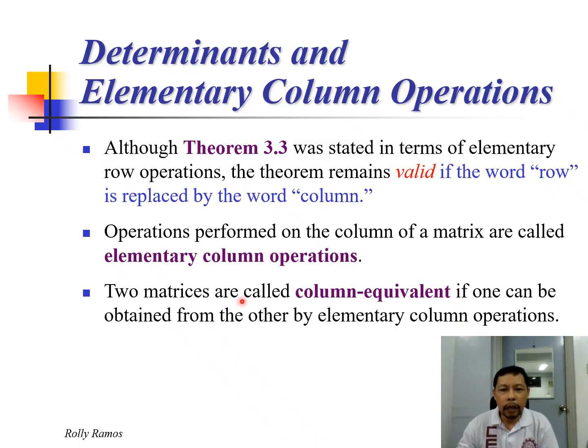Two matrices are called column equivalent if one can be obtained from the other by elementary column operations. Just like with elementary row operations, two matrices are row equivalent if one could be obtained from the other by using elementary row operations. That is also true with elementary column operations.